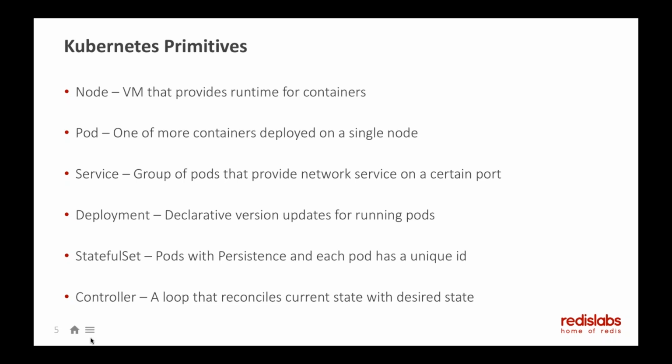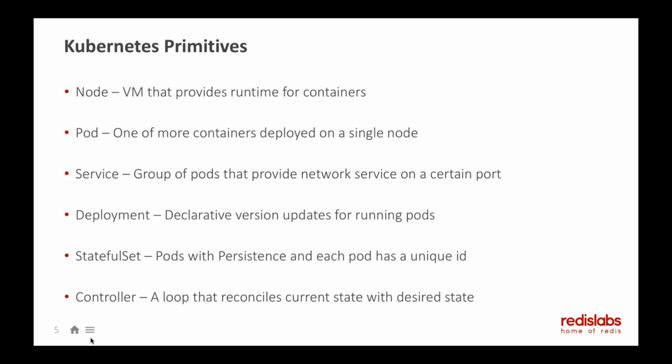So Kubernetes is made up of many primitives. The first basic one is a node. A node in Kubernetes speak is nothing more than a VM that provides runtime for your containers.